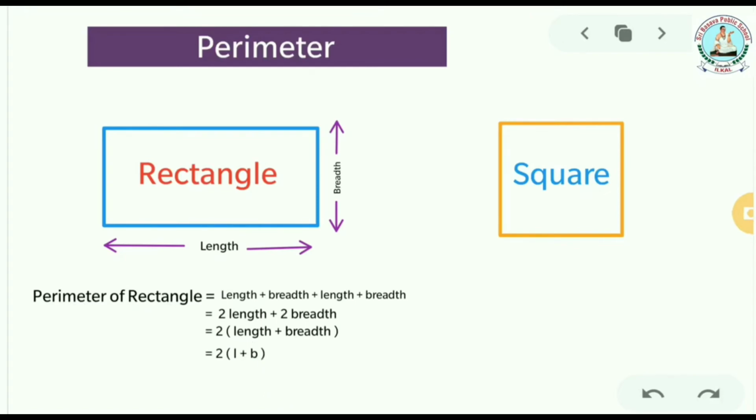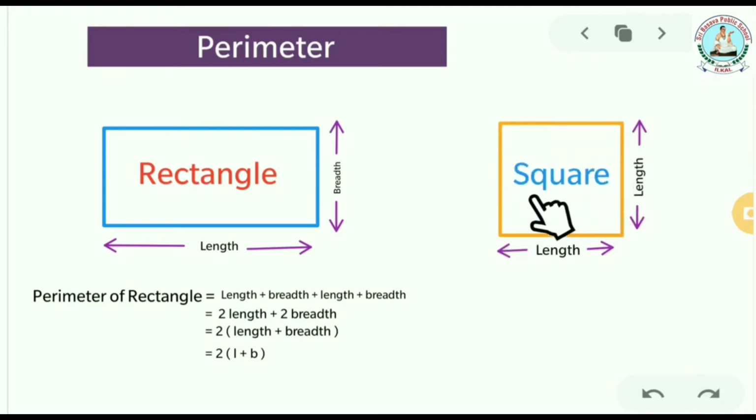Now let us write the perimeter formula for the square. To write the perimeter of a square, we must know its dimensions. What are the measures of this square? First is length, this side. Know one more thing here: a square is a shape which has all sides equal. So if this is the length, then automatically this is also length. This is also length and this is also length.